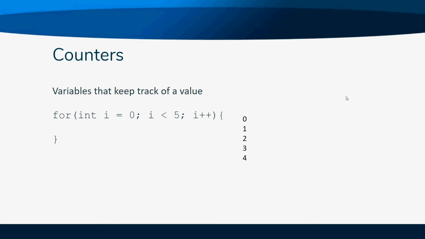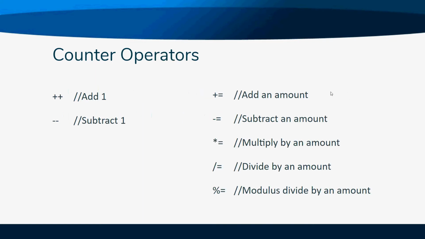Okay, we don't just use them in loops. Counters can be used in other things, but I'm going to show you mostly with loops today because it's the simplest examples I could find. We've shown you plus plus, that means it's going to add 1 to your variable, and minus minus, that will subtract 1 from your variable. There's also others: plus equals, minus equals, times equals, divide equals, and modulus divide equals. Modulus divide means find the remainder, if you remember.